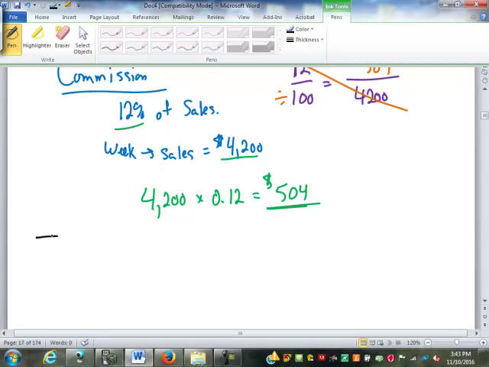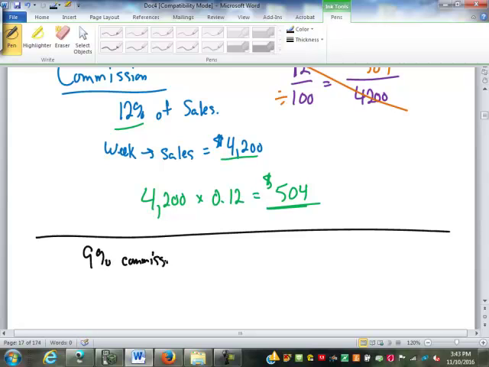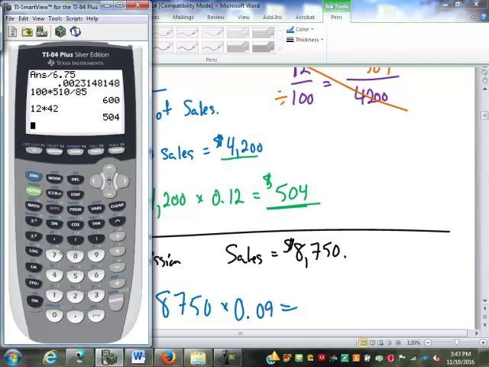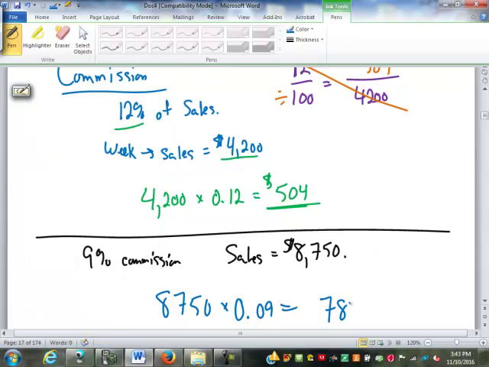So if we're going to get 9% commission, and you have your sales for the week of $8,750, let's find our commission. $8,750 times what? 0.09. $787.50 is your commission.